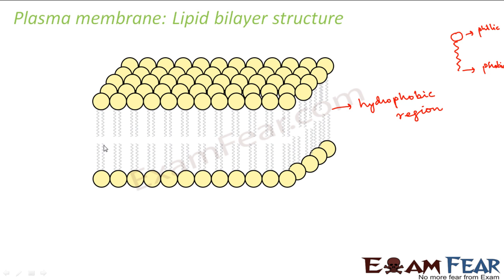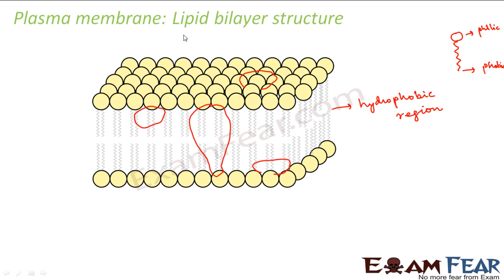Similarly, all of these lipids' hydrophobic ends are here. So this forms the hydrophobic region, and again on this end you will have the hydrophilic end. So these are the amphipathic lipids, and on these amphipathic lipids are embedded the protein molecules. That means on this you will have protein molecules present like this. So these are nothing but the protein molecules which are embedded on the lipid structure, and this is how a plasma membrane's lipid bilayer structure looks like.